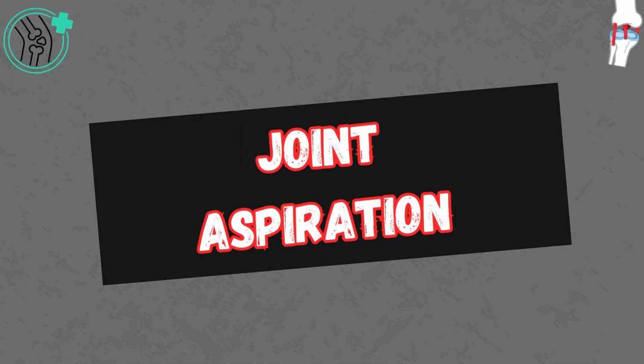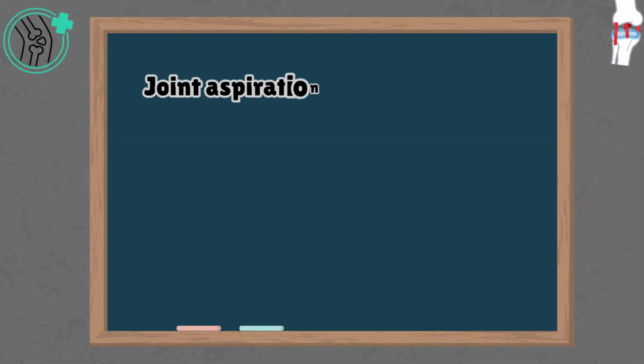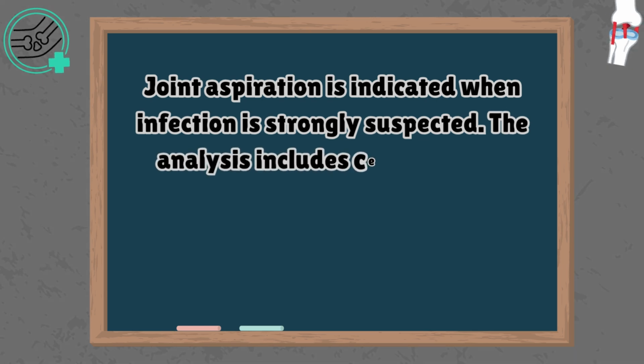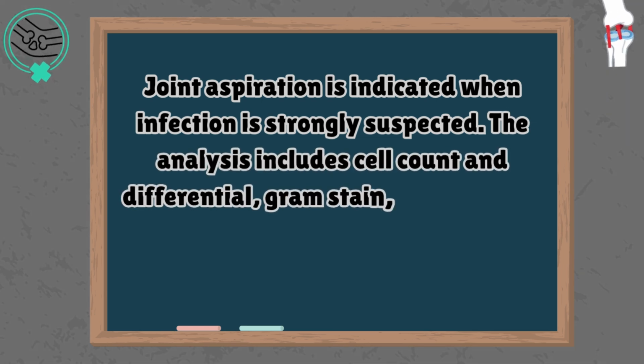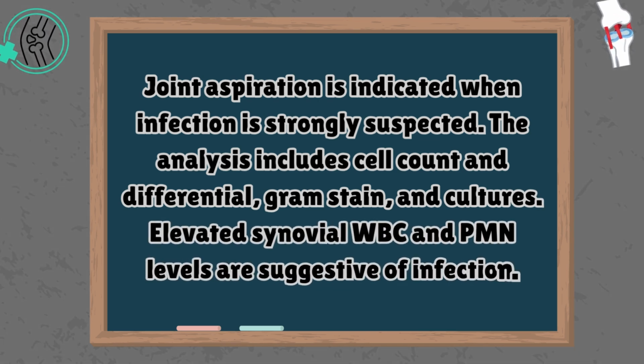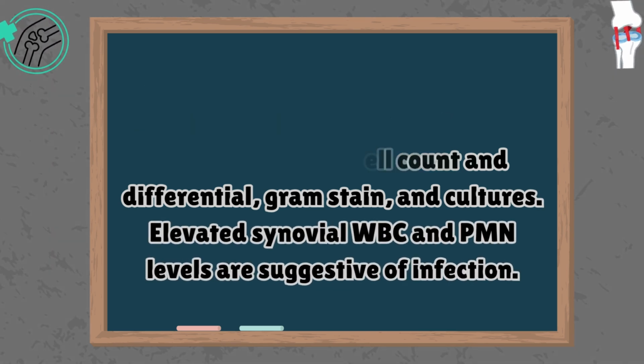Joint aspiration. Joint aspiration is indicated when infection is strongly suspected. The analysis includes cell count and differential, gram stain, and cultures. Elevated synovial WBC and PMN levels are suggestive of infection.